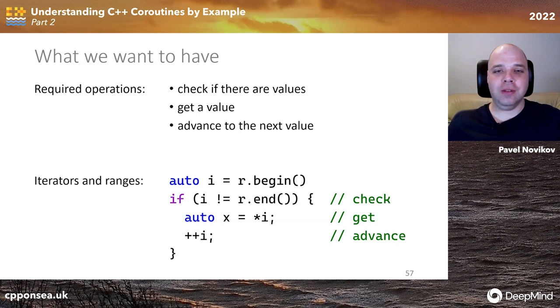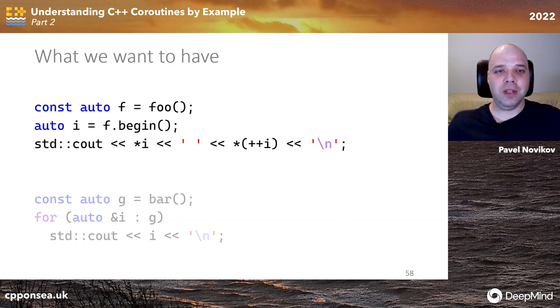So this design work was already done by Alexander Stepanov a long time ago, and we can just use iterators as a design for our interface, so to speak. So let's assume that now we have iterators and begin and end member functions in our generator, and we can call our generator coroutine function foo, in this case. We get a generator instance in the variable f. We can call begin on that variable. We get an iterator. We can dereference and advance this iterator manually if we're brave enough.